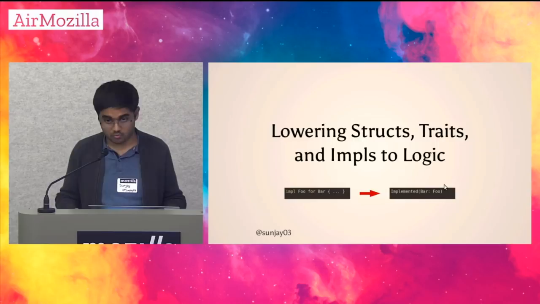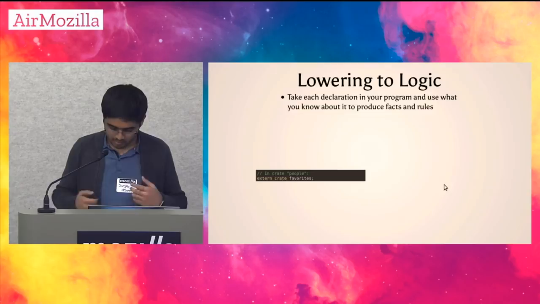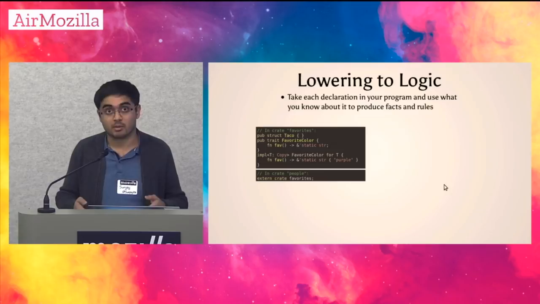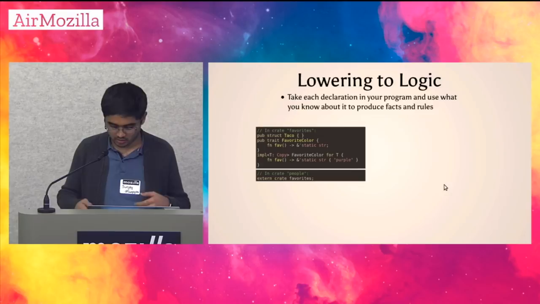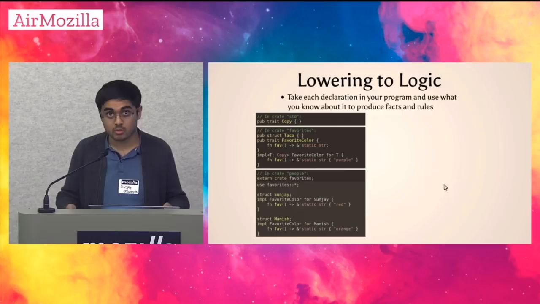When we're lowering, we can take anything that we know about the program and use it to produce facts and rules, just like we did when we were talking about cake and candy. Let's say, for example, that we're compiling a crate called people. The people crate depends on another crate called favorites, which defines a struct, a trait, and implements that trait for any type that implements Copy. Both people and favorites implicitly depend on the std crate, which defines some traits and types of its own. Using the FavoriteColor trait from the favorites crate, people defines some of its own implementations of FavoriteColor for its own types. This gives us the complete program shown on the left.